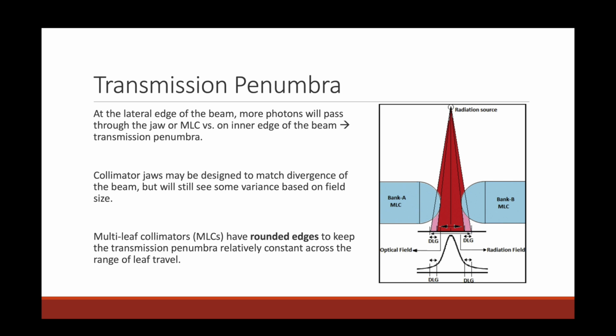That constitutes transmission penumbra. Collimator jaws can sometimes be designed to match the divergence of the beam, but depending on the field size we're using, we can still see some variance there. Multi-leaf collimators are actually designed to have rounded edges, and that helps to keep the transmission penumbra relatively constant across the range of leaf travel. So no matter where the leaf is in relation to the beam, it helps to keep the transmission penumbra somewhat constant. That is often tested. Why are MLCs rounded on the edges? The answer is to keep the transmission penumbra relatively constant across the range of the leaf.